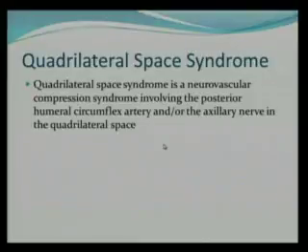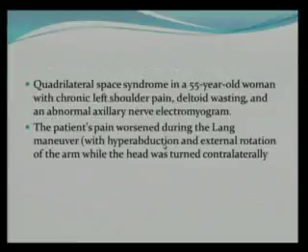Now quadrilateral space, like any other space, is a confined space which has nerves and blood vessels traversing through it, and at rest it may be normal, but there may be a stress maneuver which will be able to show some stress on this space and therefore symptoms of impingement. Quadrilateral space syndrome is a neurovascular compression syndrome involving the posterior humeral circumflex artery and or the axillary nerve in the quadrilateral space. So let's look at normal anatomy. We'll look at that in a minute.